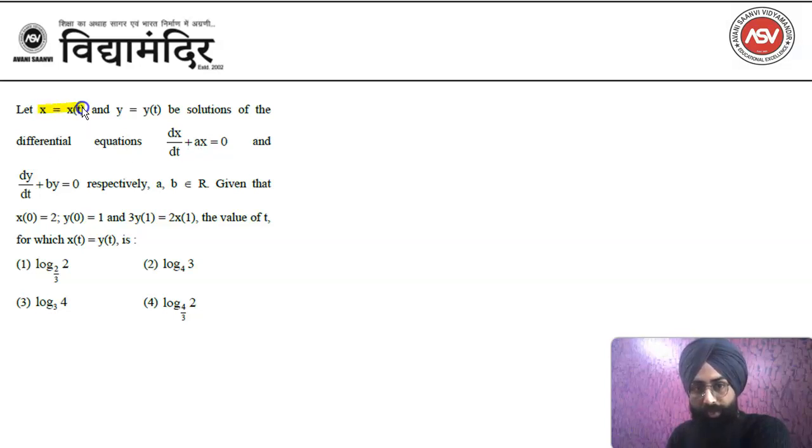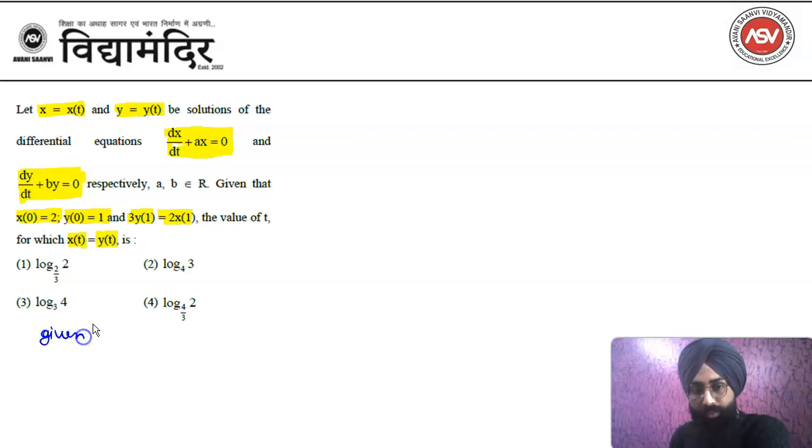So we have x equal to x(t) and y equal to y(t). These two are functions which are solutions of these two differential equations. Given that x(0) is equal to 2, some conditions are given. After that, more conditions are given. Then they are asking to find the value of t when x(t) is equal to y(t). So basically first we have to find the solution of these two differential equations, apply some conditions, then check for this condition. Okay, let's try that.